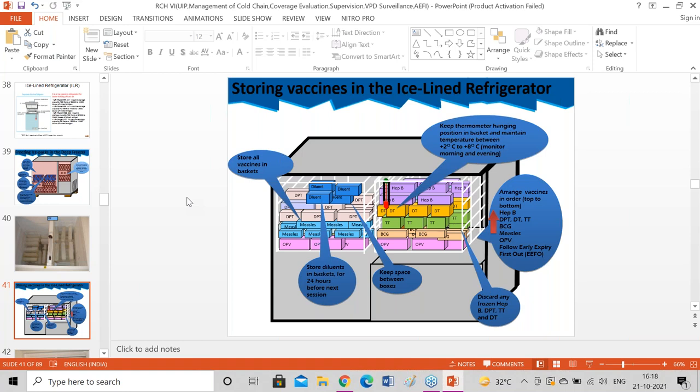In order, top to bottom. So this is how we are going to arrange them according to their heat sensitivity, and then discard any frozen hepatitis B, DPT, TT, and DT vaccine. Why? Because these are T series vaccines, and we have already discussed that they are freeze sensitive vaccines, and you have to have space between the boxes so that air is easily circulated.